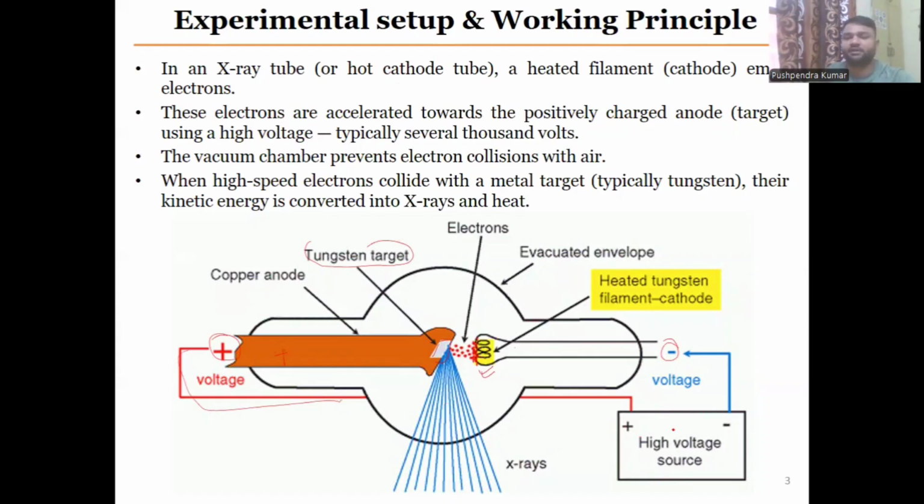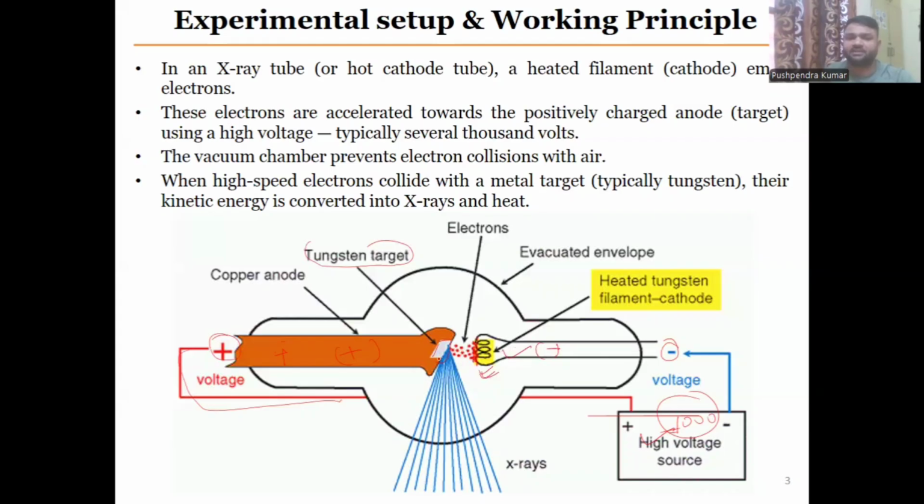As we apply the high voltage from the electric source, about a 1000 volt source, the filament gets heated and electrons are ejected from this filament. Since this is the negative electrode and this is the positive electrode, these ejected electrons move towards the positive electrode, towards the anode, and these high energy electrons hit the metal target.